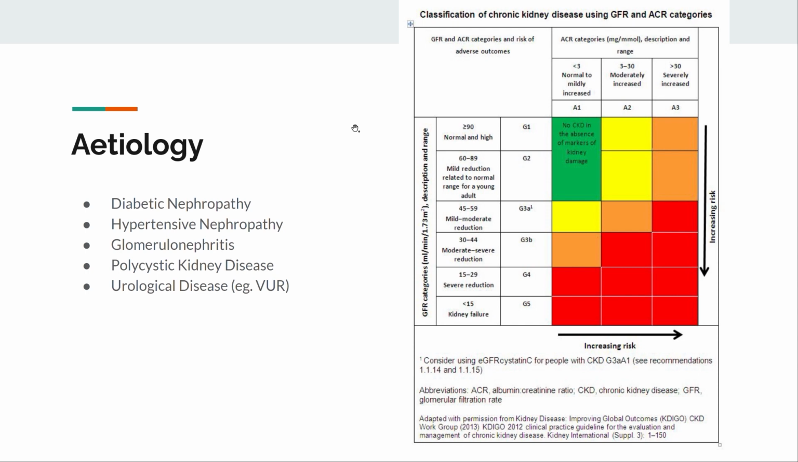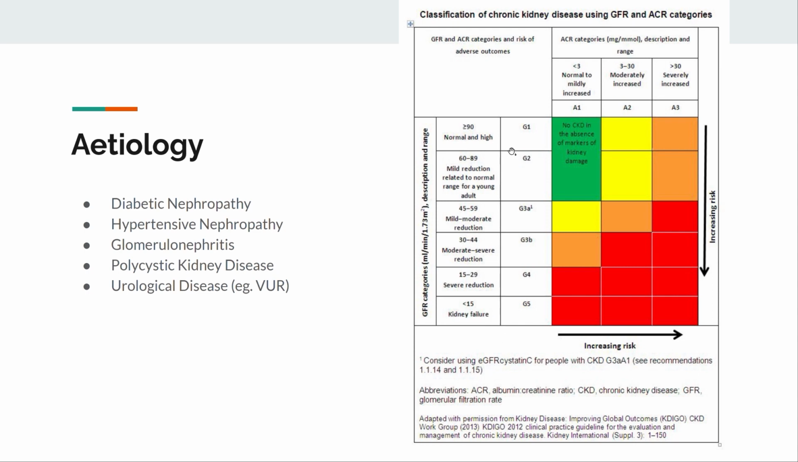The most common causes are diabetes and high blood pressure, but it can also be after an inflammatory insult like glomerulonephritis, or PKD, or some kind of urological disease like the case with vesicoureteric reflux. Grading of chronic kidney disease is based on the albumin creatinine ratio in their urine, which basically just tells you how much protein is coming out in the urine.